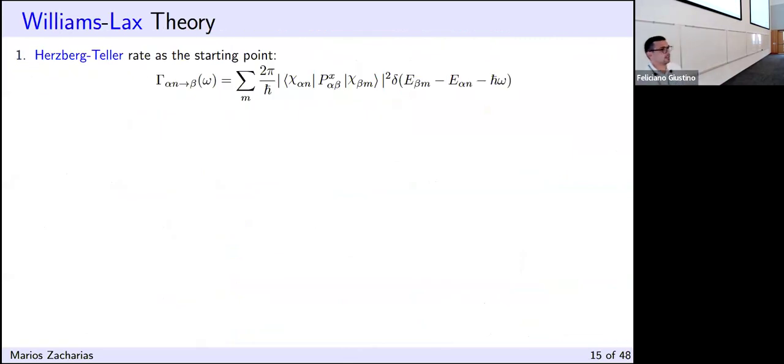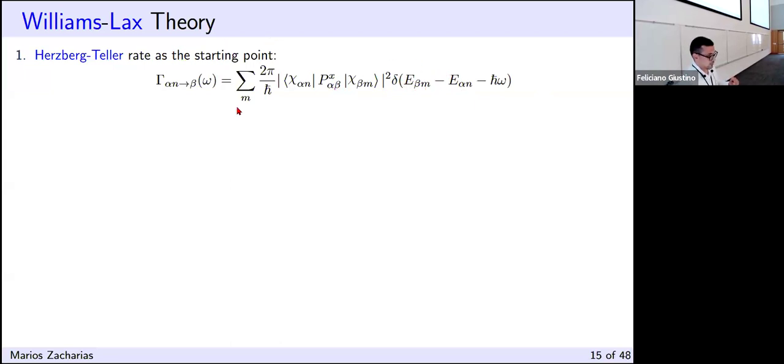But a consistent theory to account both for temperature-dependent band structures and for phonon-assisted optical absorption is the Williams-Lax theory. And its starting point is the Herzberg-Teller rate, which I provide here. The summation here runs over all final nuclear states represented by chi. P is for the optical matrix elements between an initial electronic state alpha to a final electronic state beta, and delta is the delta function that ensures energy conservation. Here we have the joint electron-nuclear states represented by E beta M, all right?